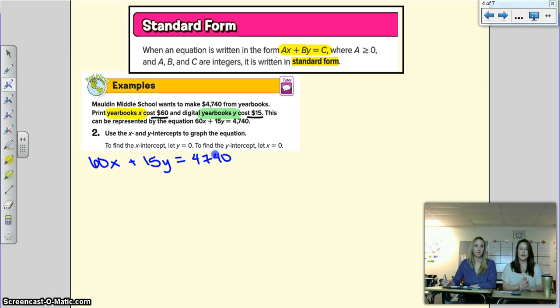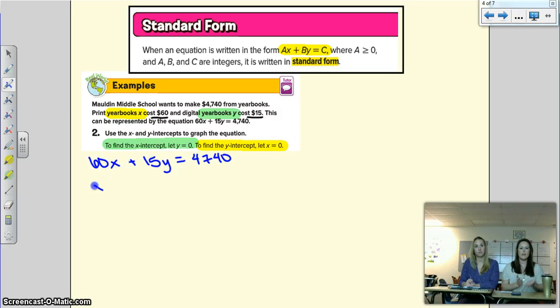It says use the x-intercepts and y-intercepts to graph the equation. So if you're solving for the x-intercept, set y to 0, and it's right there. I saved you some writing. So find the x-intercept, set y equal to 0. To find the y-intercept, set x equal to 0. So let's do x first, since it comes first in the alphabet.